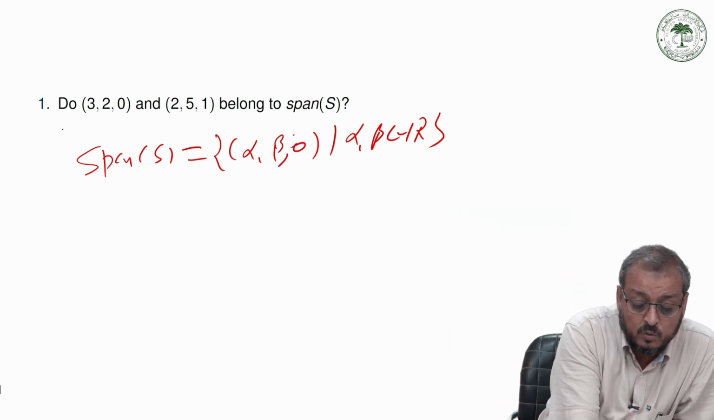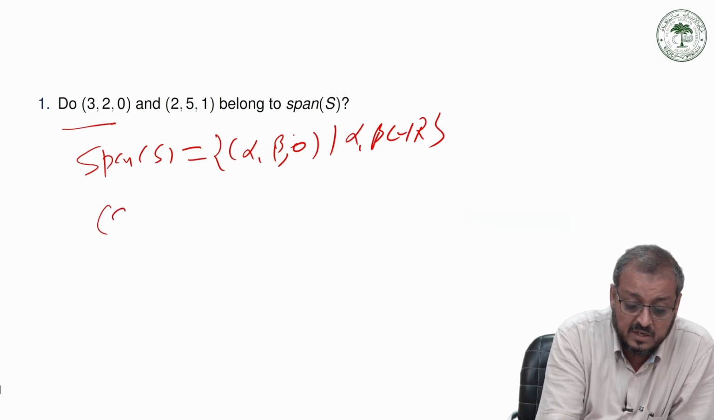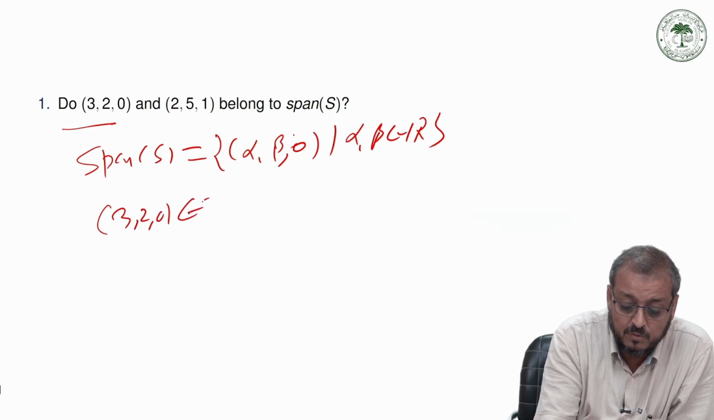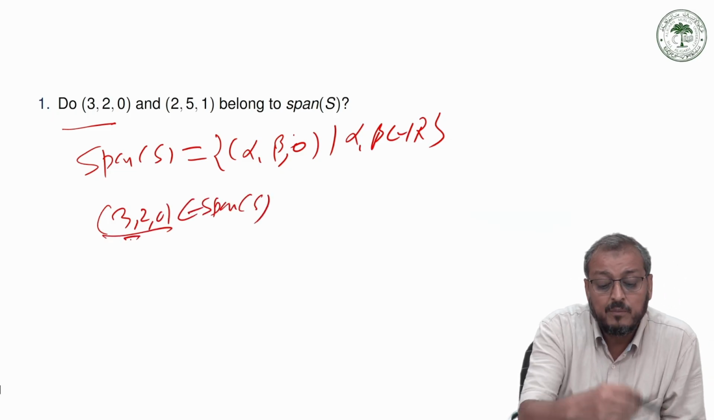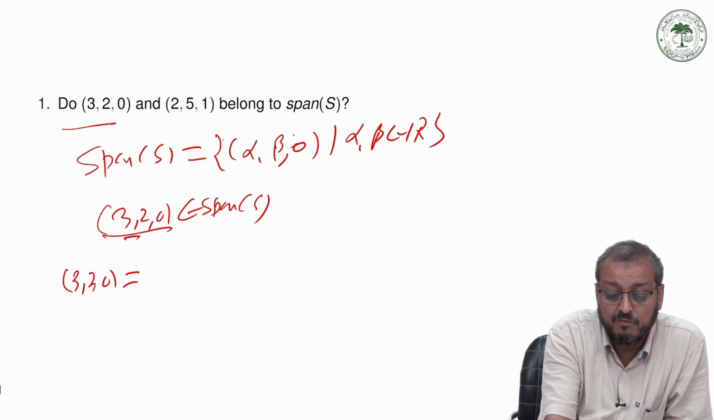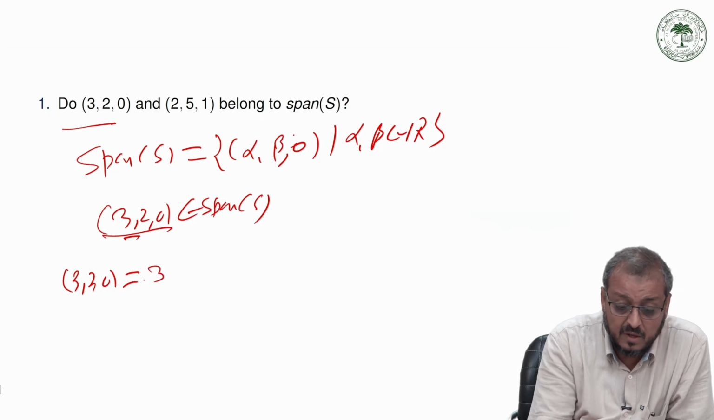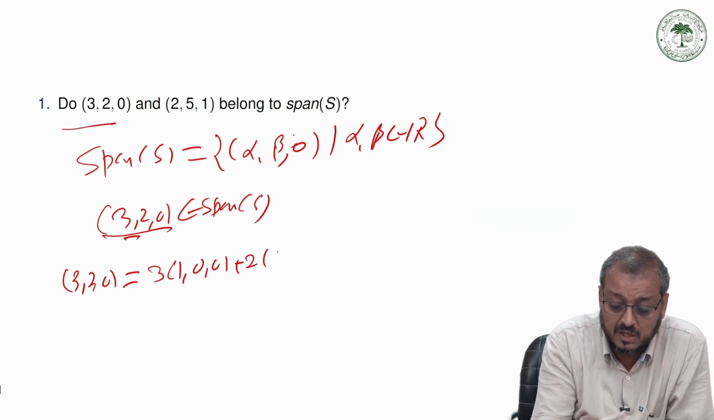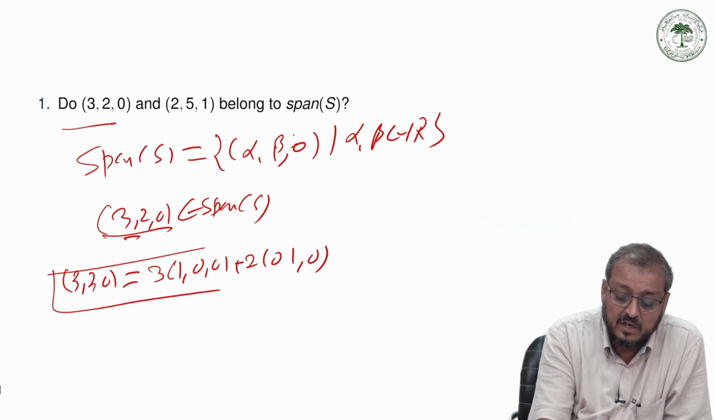Now the question is, does (3, 2, 0) belong to this? Yes, it belongs, because we take alpha equal to 3 and beta equal to 2. So (3, 2, 0) clearly belongs to the span of S. This can be written as a finite linear combination of these vectors: 3 times (1, 0, 0) plus 2 times (0, 1, 0).